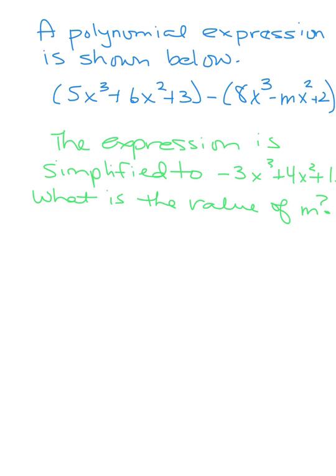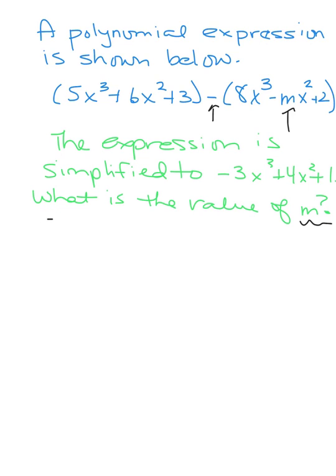In our last problem today, it says a polynomial expression is shown below. 5x to the third plus 6x to the second plus 3 minus 8x to the third minus mx to the second plus 2. And it says the expression is simplified to negative 3x to the third plus 4x to the second plus 1. What is the value of m? There's a couple things we need to look at here. First of all, this negative sign here, we're going to have to distribute that. And then we'll talk about what we're going to do with this m.